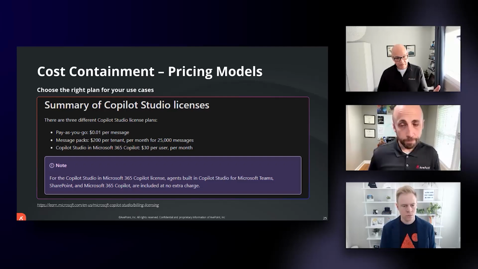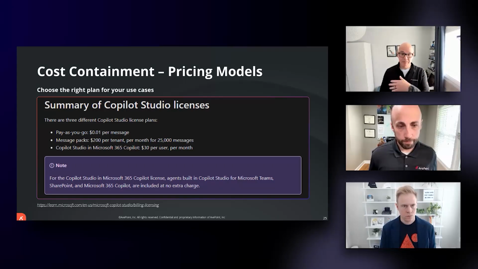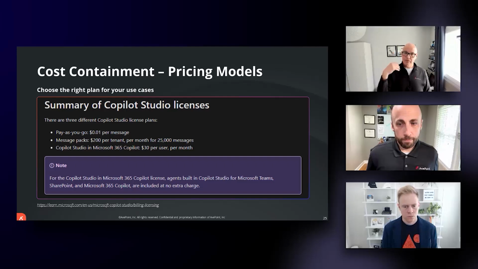The next option is called a message pack. These are prepaid subscriptions that provide a fixed number of messages per month. Message packs are ideal for known, consistent, and predictable message interactions each month. This is a great scenario to help understand budgeting and plan for budgeting, and it allows for agent interaction beyond M365 into something like a public website.